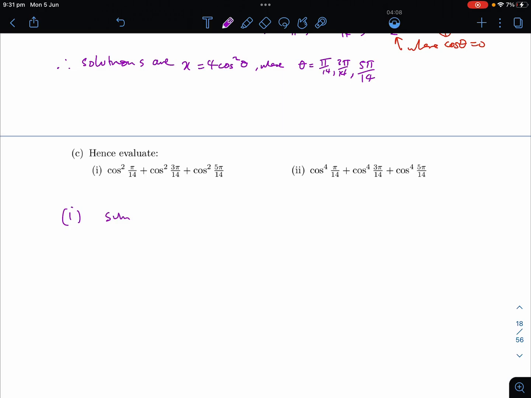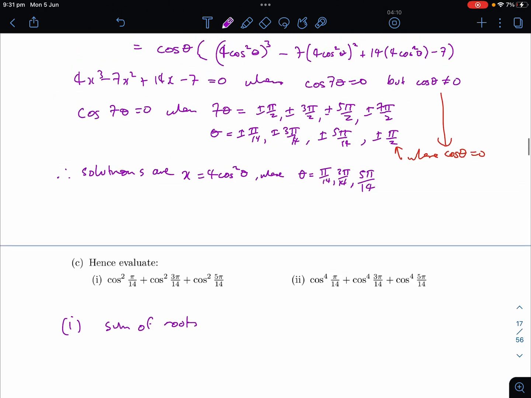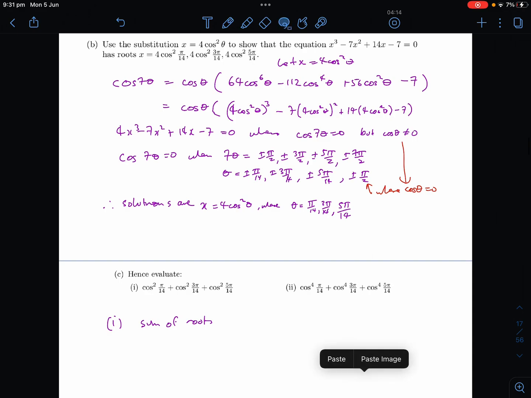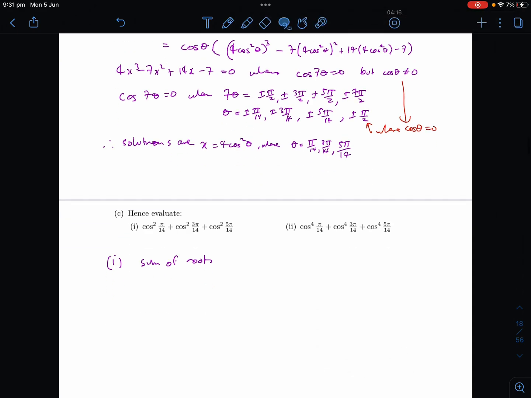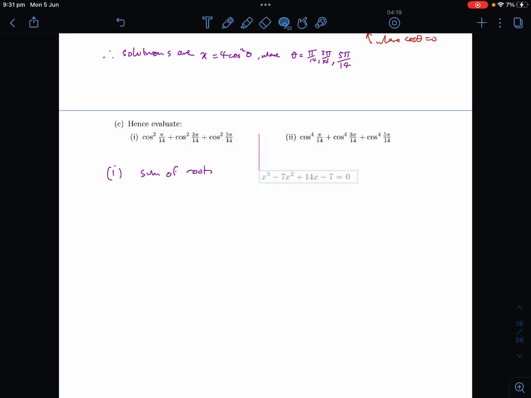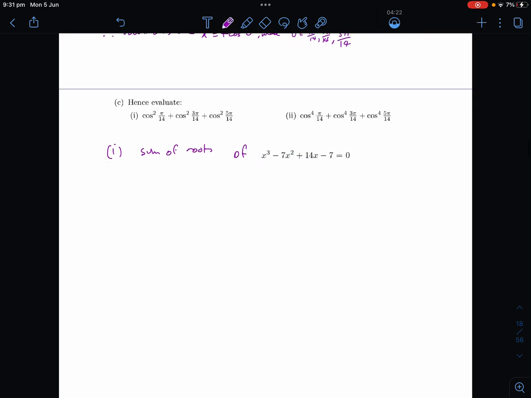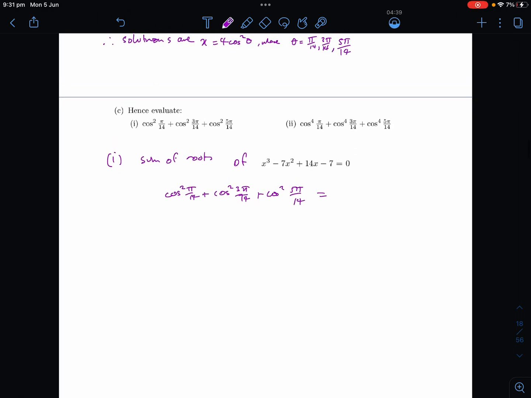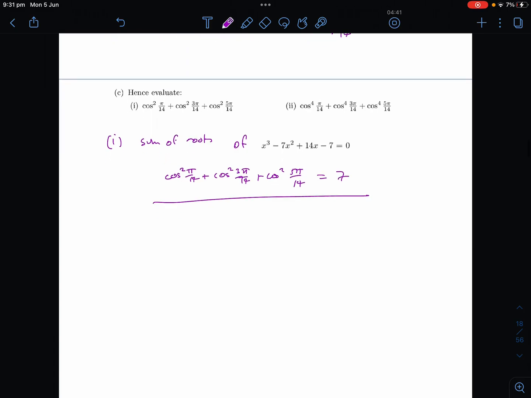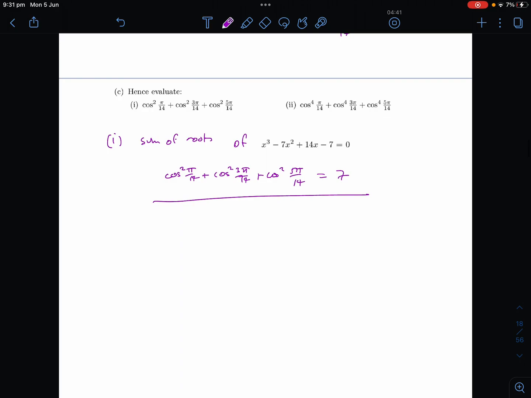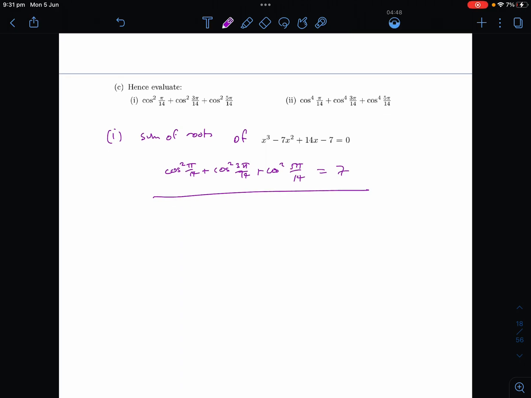Part 1, the sum of roots of that equation will be cos squared pi on 14 plus cos squared 3 pi on 14 plus cos squared 5 pi on 14. The sum of roots will be 7. Negative b on a, basically. Yes, 7. The negative of negative 7.